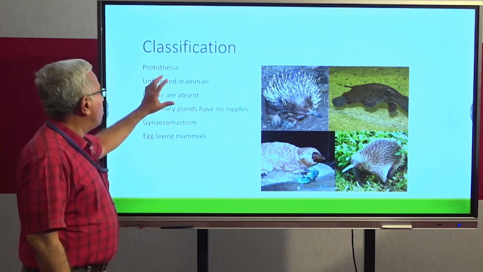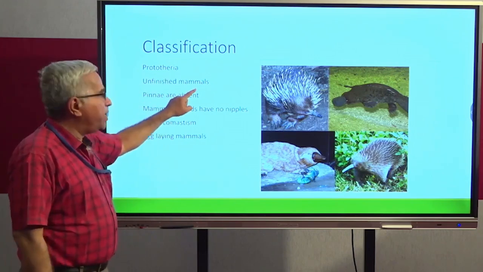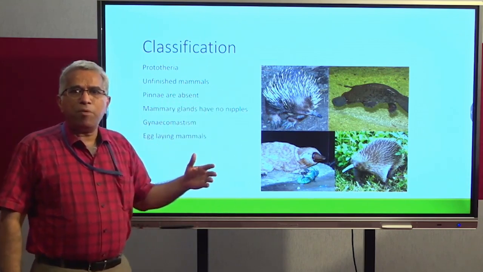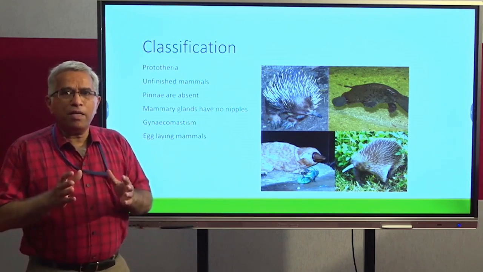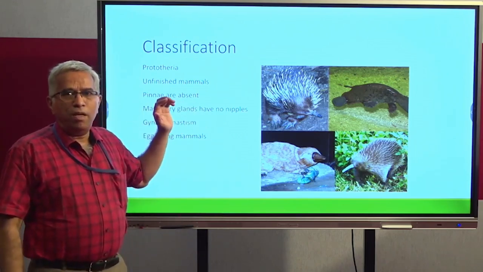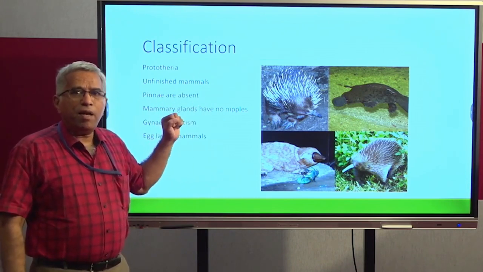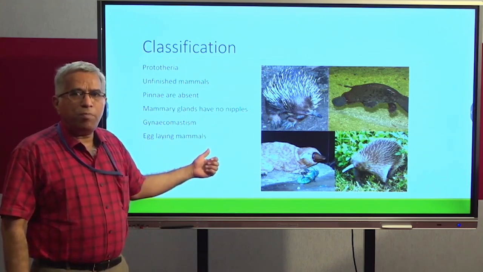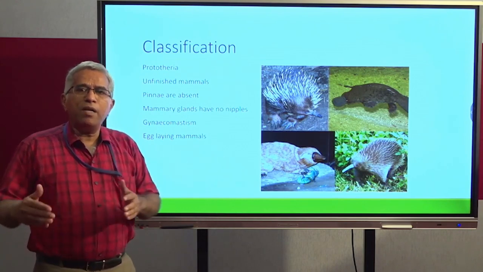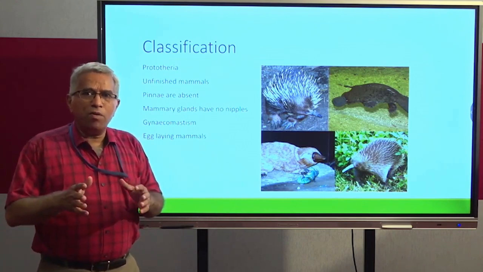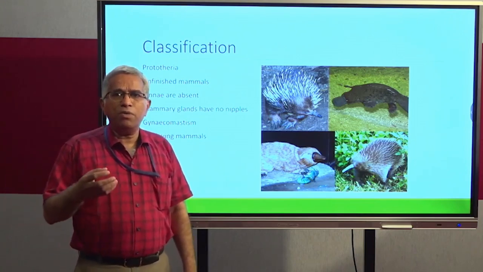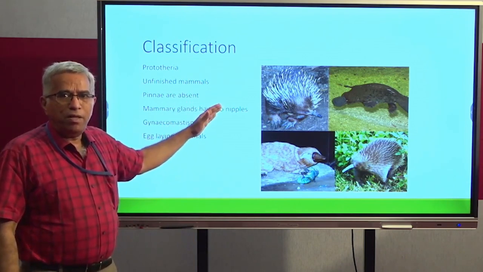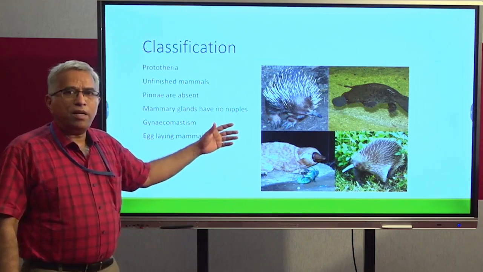Okay, now let's come to the Prototheria. I already told you Prototheria are unfinished mammals. That means, although they are mammals, they don't exhibit certain mammalian characters. For example, pinnae, the external ears, are absent in the Prototherians. Cloaca is still present. Interclavicle, which is a feature of reptilia, is found in these Prototherian mammals. So we can say that Prototheria is a connecting link between reptiles and mammals. That means they are in the process. They have not been converted totally into mammals. So Romer called them unfinished mammals because they still exhibit certain reptilian characters.